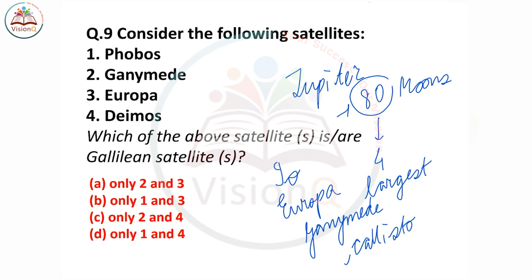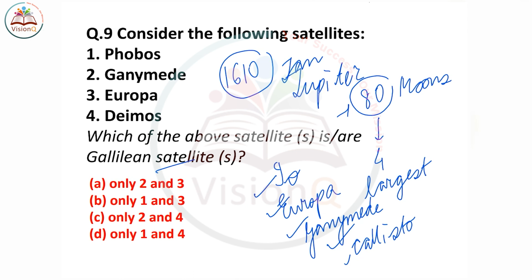Now these 4 satellites, Io, Europa, Ganymede and Callisto, were discovered or observed by the astronomer known as Galileo Galilei in the year 1610. Because of that, these 4 satellites or 4 moons of Jupiter are known as Galilean satellites, because they were observed by Galileo in the year 1610 in the month of January.